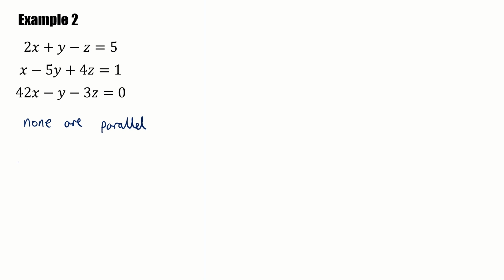We also already identified that the determinant of the coefficients of the x, y's, and z's in those equations, 2, 1, minus 1, 1, minus 5, 4, 42, minus 1, minus 3, was 0. So that's why we're ultimately at this stage in the process, because we'd already eliminated the other possibilities. So therefore, we now can move on to actually doing stuff.